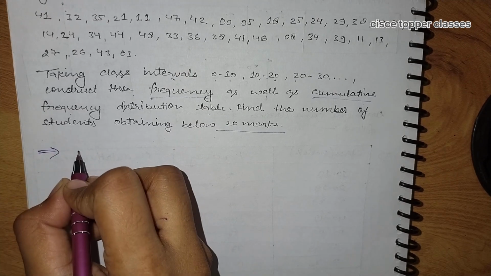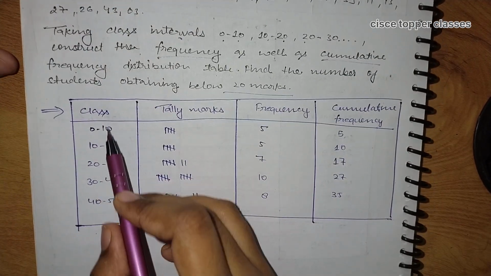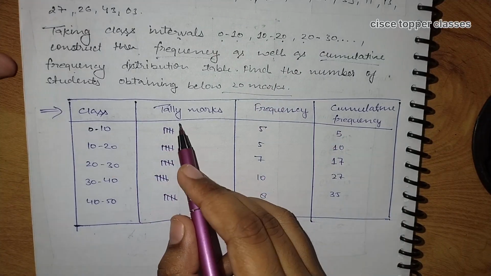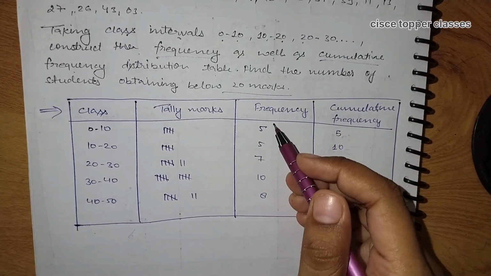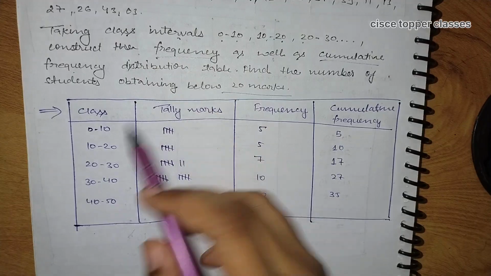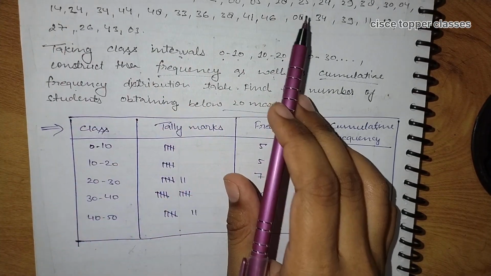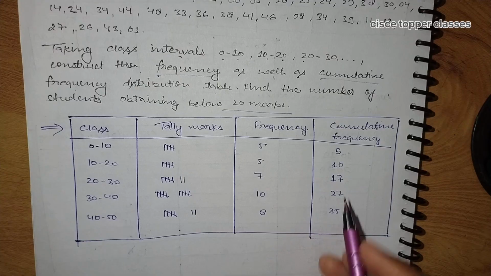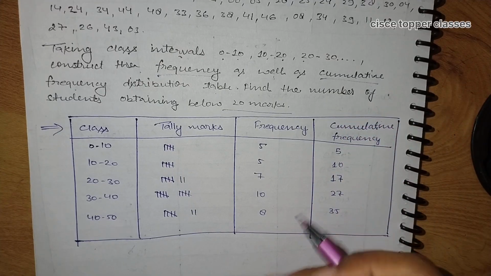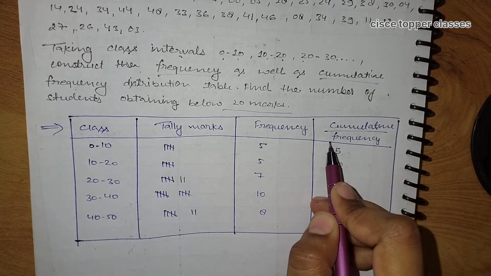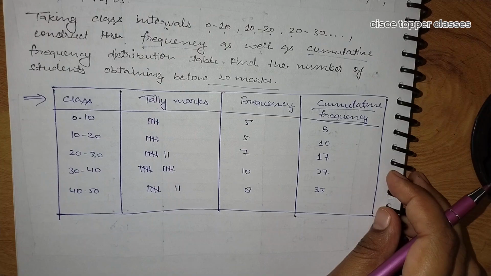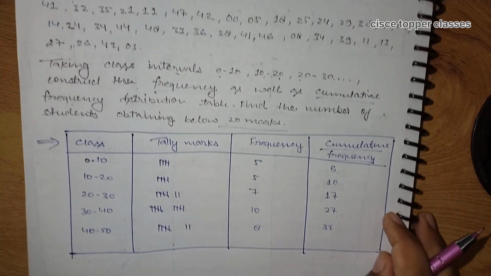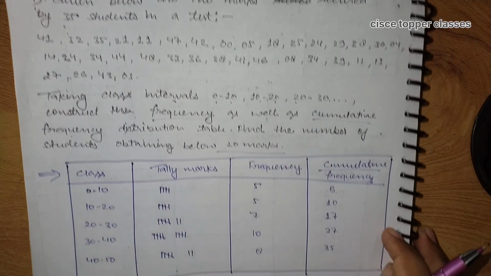So let us start drawing. This is the table here. We have classes like 0 to 10, then 10 to 20, and these are the tally marks. We have counted the observations from 0 to 10 and written the frequency, and adding the frequency side by side with the previous one we get the cumulative frequency. So this is the distribution table and the final solution of question number 9.